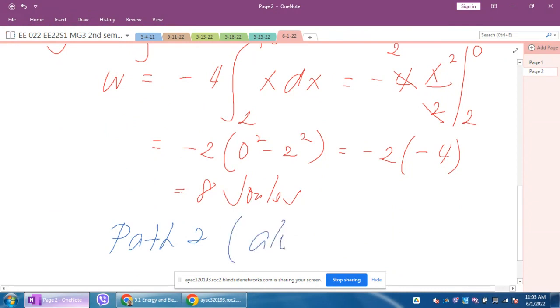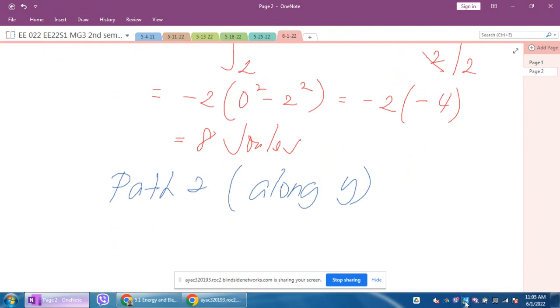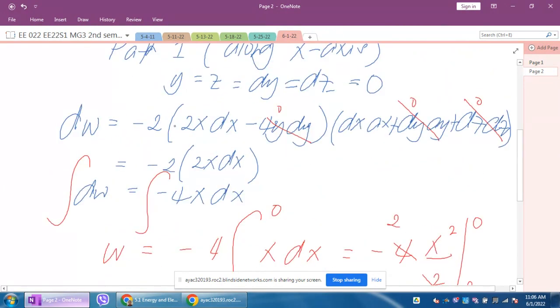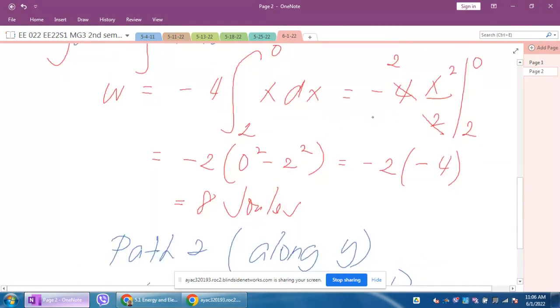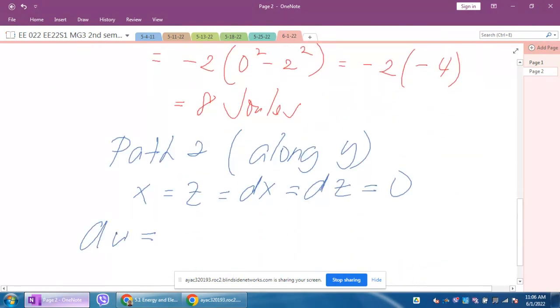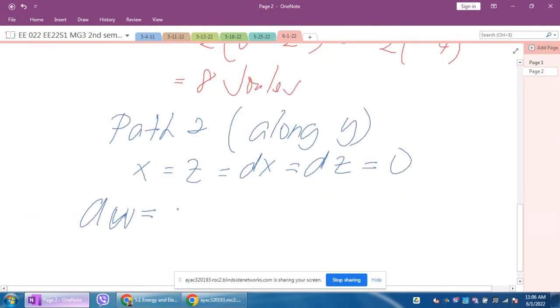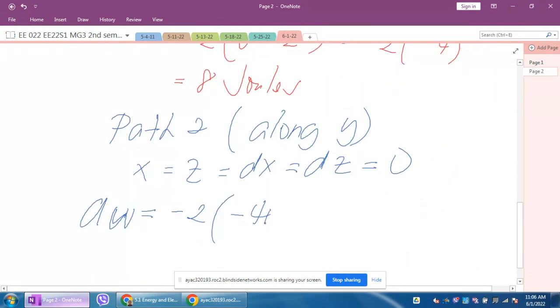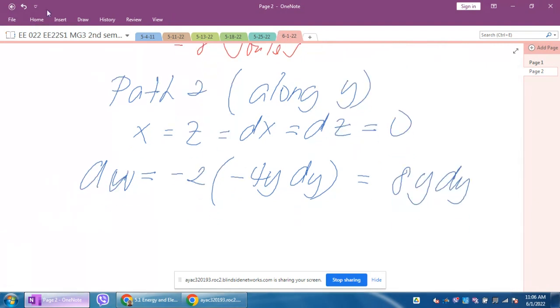Now, sa path number 2 po, path number 2 is along y. Okay, so kung along y ka, yung x mo, yung z mo, yung dx mo, yung dz mo, wala ring value. 0. So, bale, dito na ako. So, wala yung x. So, ano yung matitira? So, you will have dw is equal to negative 2 times, So, kunin ko na lang po yung y, negative 4y dy. Negative 4y dy, which is 8y dy.